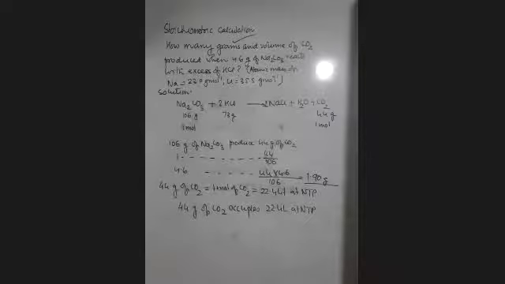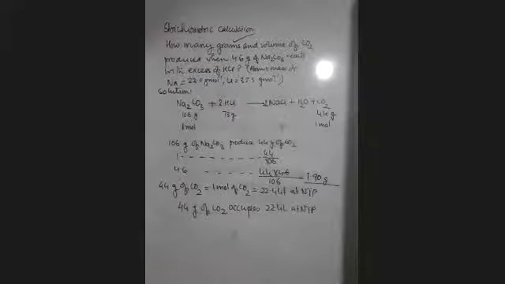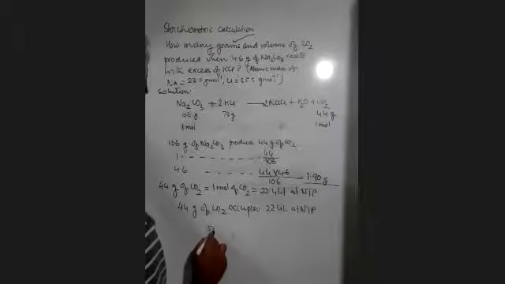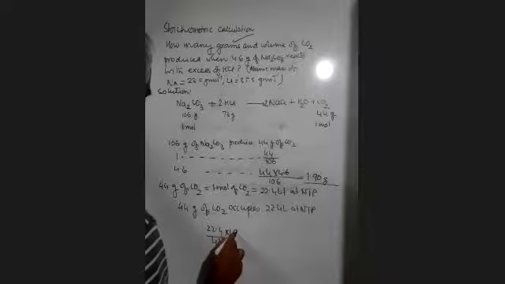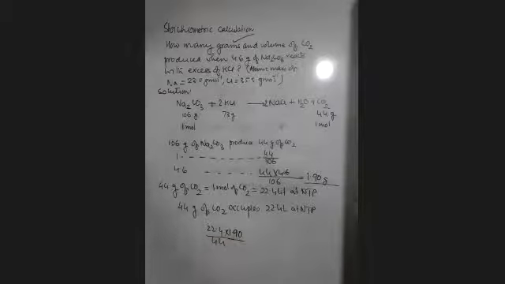So 9.03 liter. How much? 9.03 liter. I think you have made some mistake again, you see. I don't know, but what I feel, it will be 22.4 divided by 44 into 1.90. How much does it come?